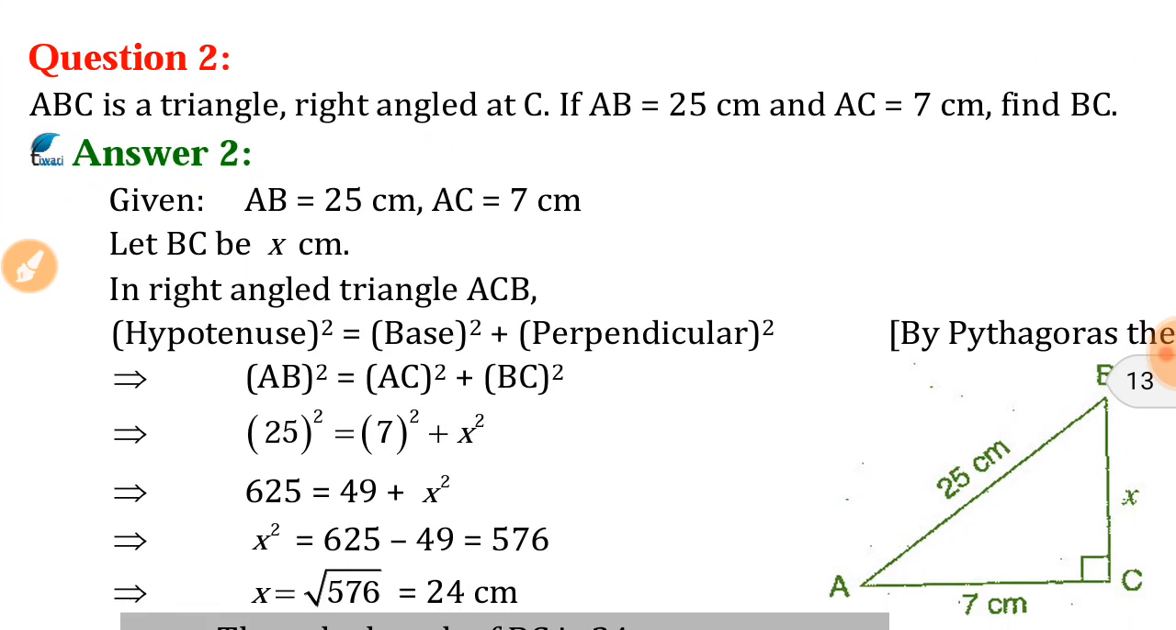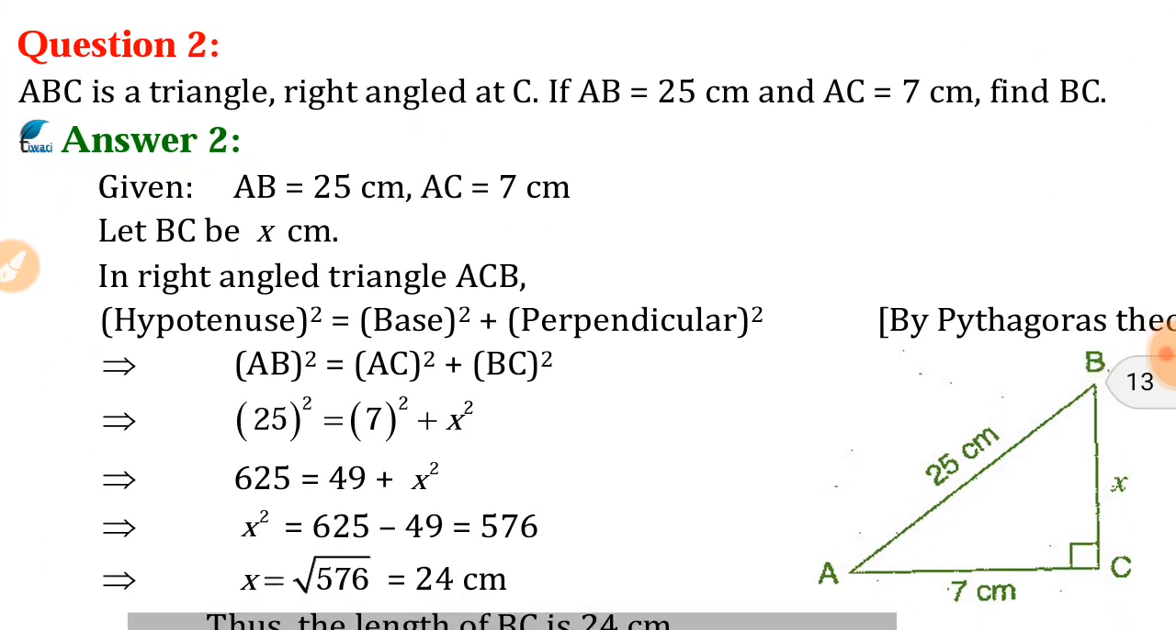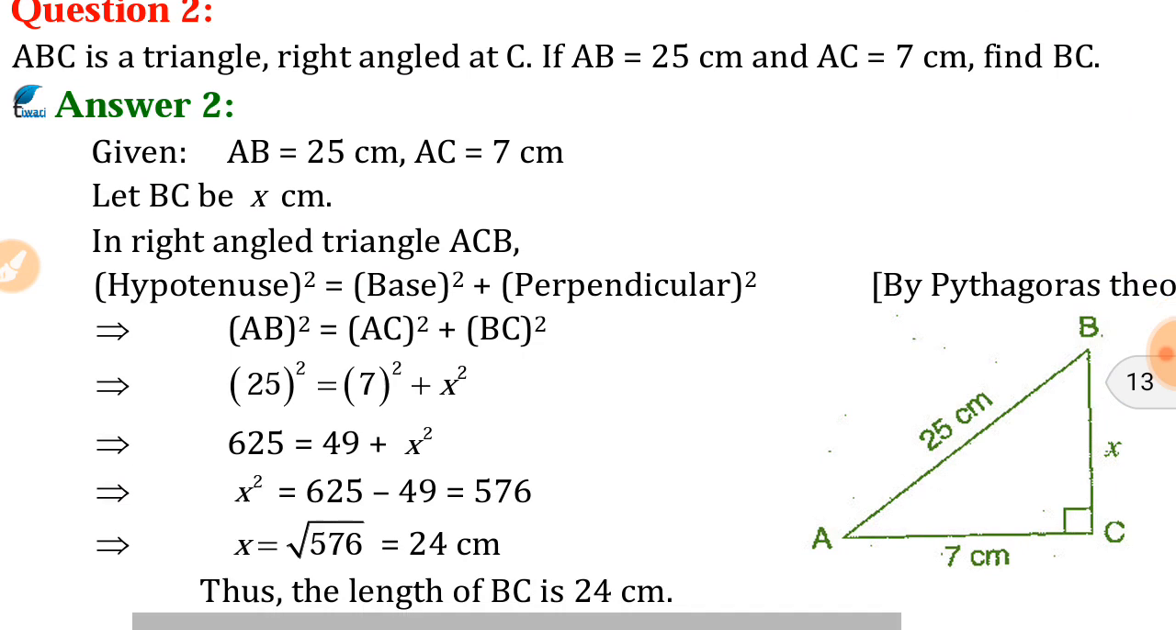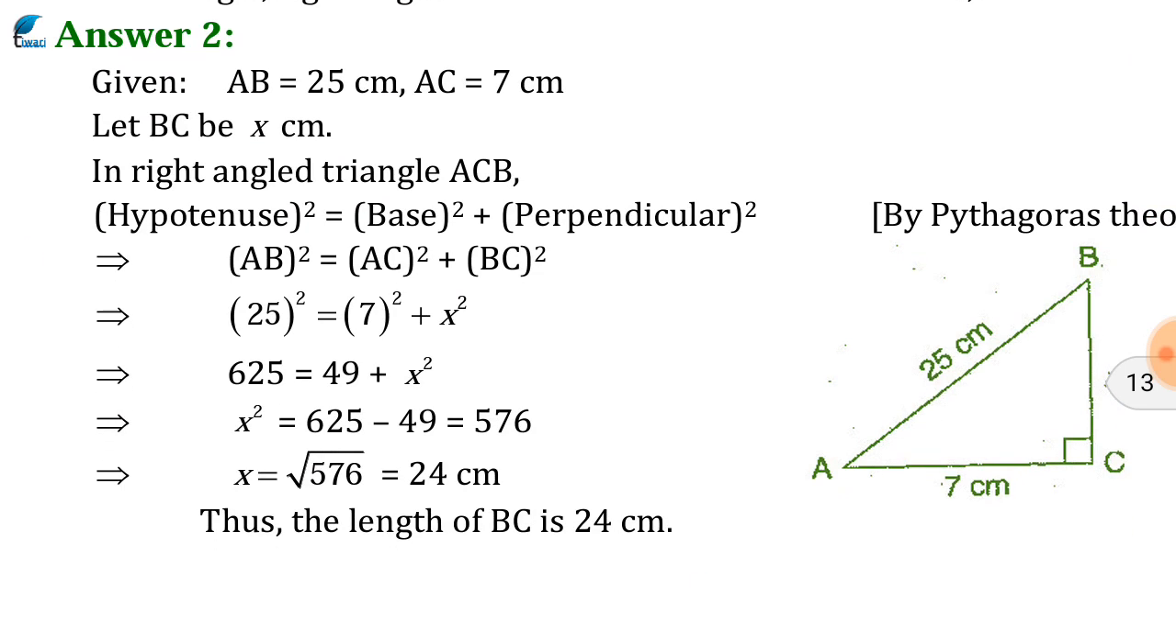Then ABC is a triangle right angled at C. AB is equal to 25 centimeter. AC is 7 centimeter. Find BC. So it is the reverse process. The same process you have to write. Hypotenuse square is equal to base square plus perpendicular square. In the same way, reverse. 25 square minus 49. So you will get the answer.